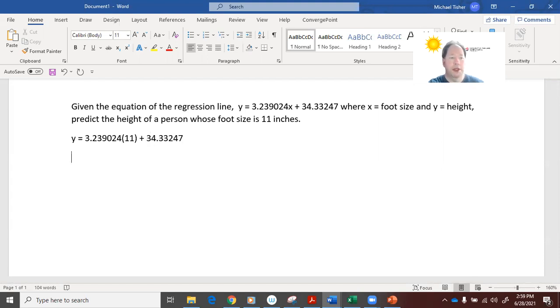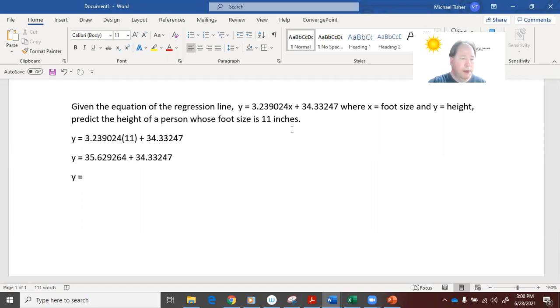So we get y equals 3.239024 times 11 plus 34.33247. Let's calculate that. 3.239024 times 11 is equal to 35.629264. And then we're going to add that to the 34.33247.